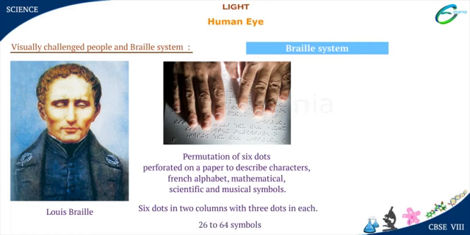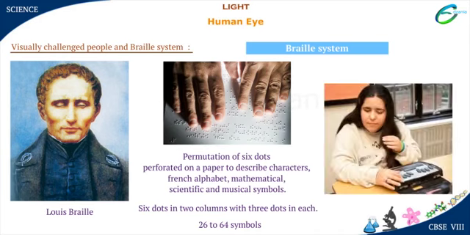One can read and write using the system. Visually challenged people can learn to recognize the alphabets and symbols by touching the Braille characters. Like typewriters, Braille writer machines have been developed to write faster and prepare text material for visually challenged people.